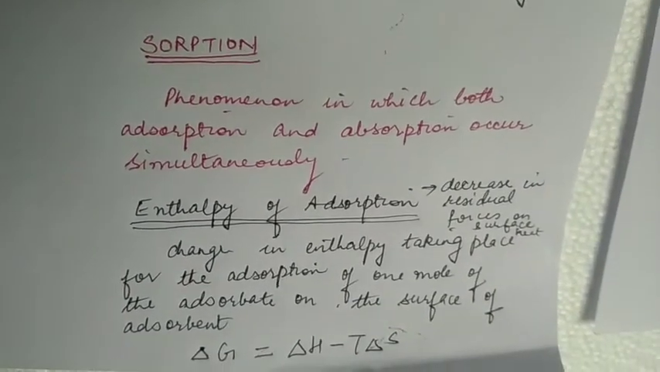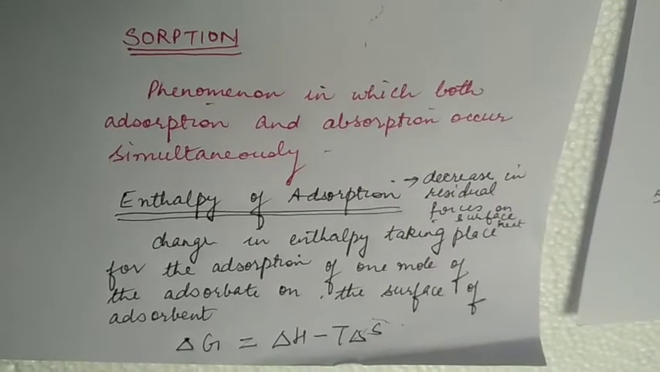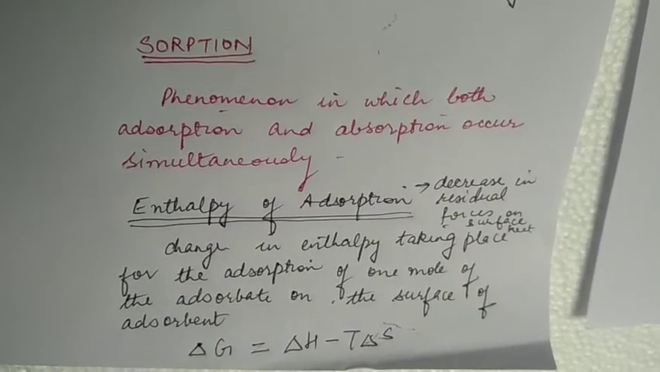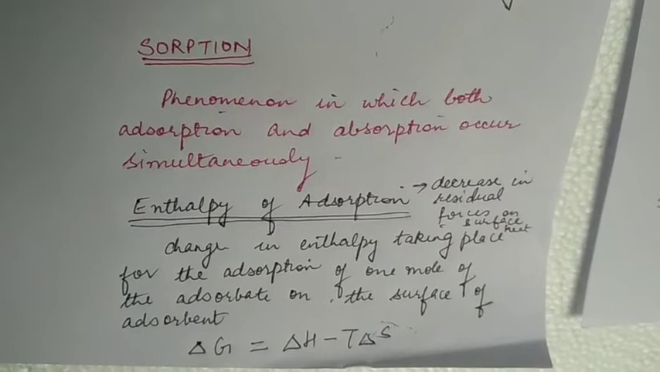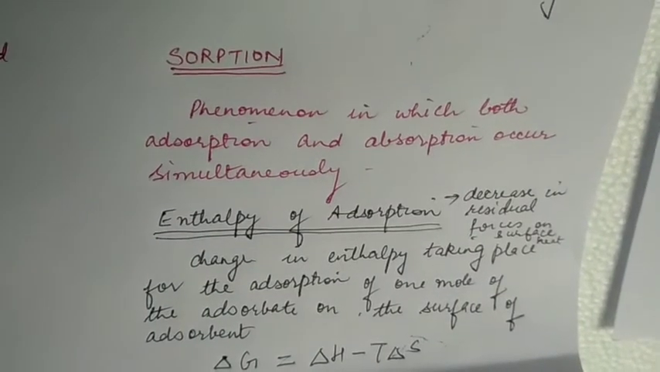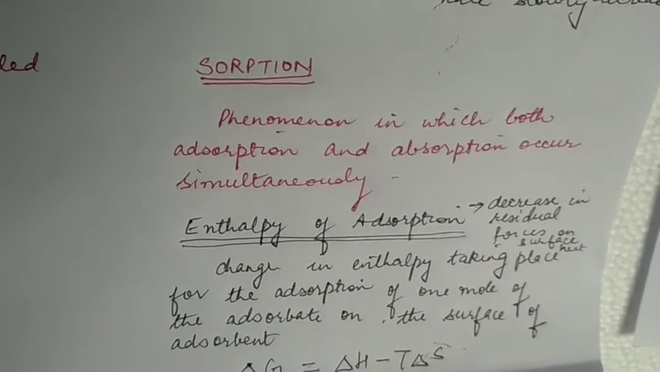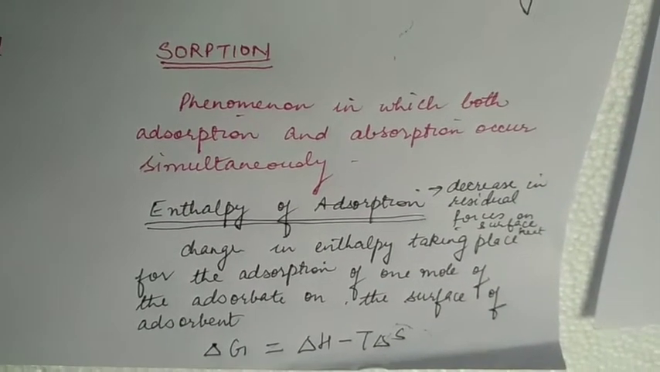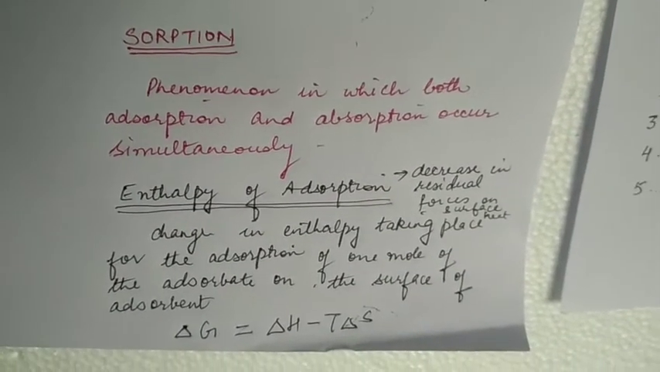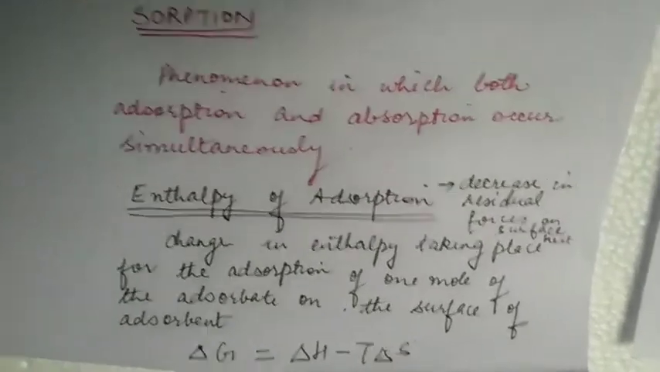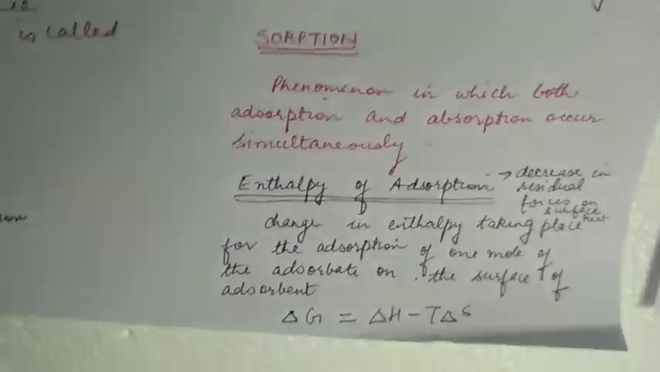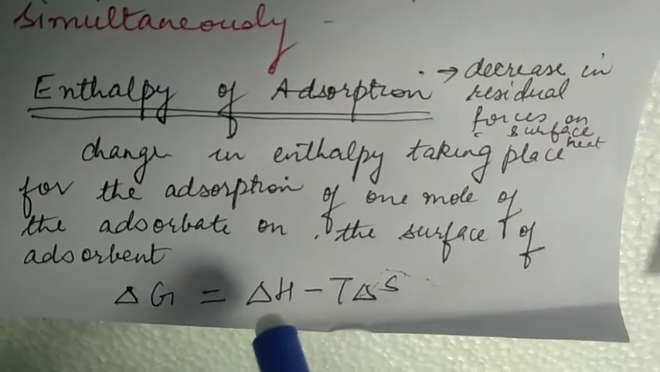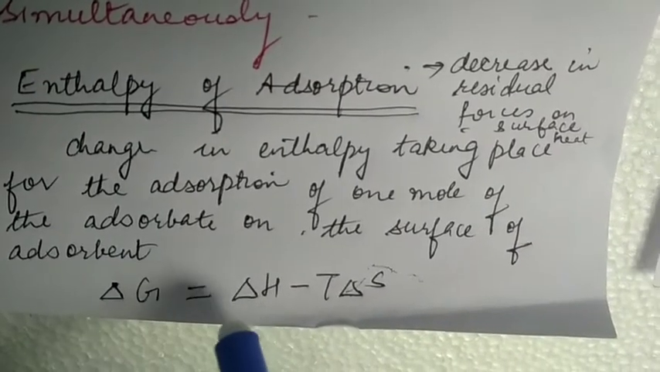In adsorption, there is a decrease in residual forces on the surface. This decrease in energy is released in the form of heat, so the reaction is exothermic. The change in enthalpy that takes place for adsorption of 1 mole of adsorbate on the surface of adsorbent is called enthalpy of adsorption. The reaction is exothermic, so delta H is negative.